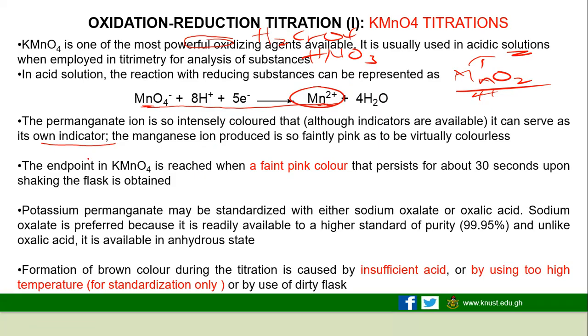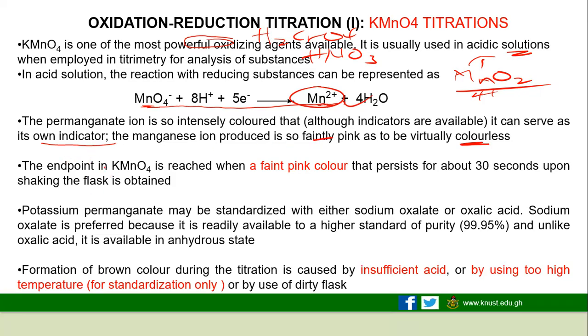Usually in this titration, we ask what indicator is used. Some people might say no indicator, but that is wrong. There's an indicator: the KMnO4 is a self-indicator. The manganese ion produced is so faintly pink that it is virtually colorless. So sometimes you see the Mn2+ ion described as colorless, but ideally it's faintly pink.